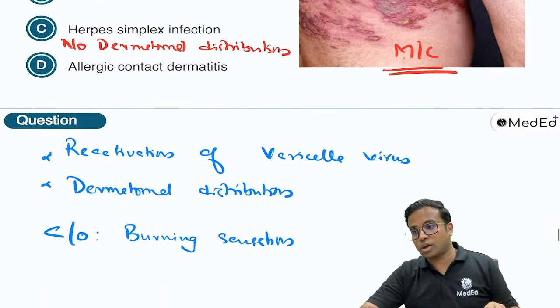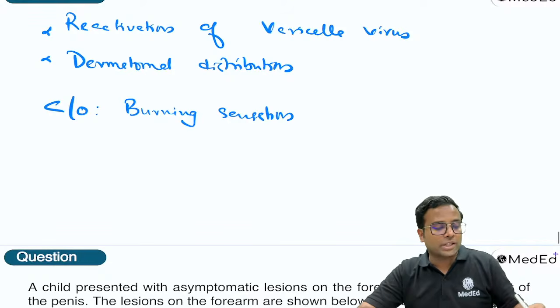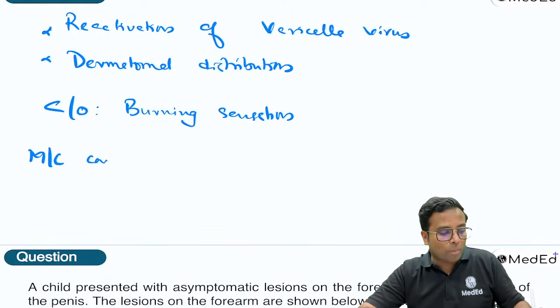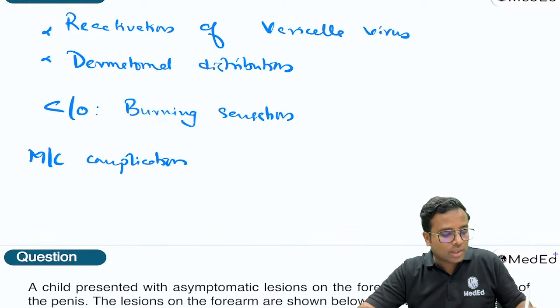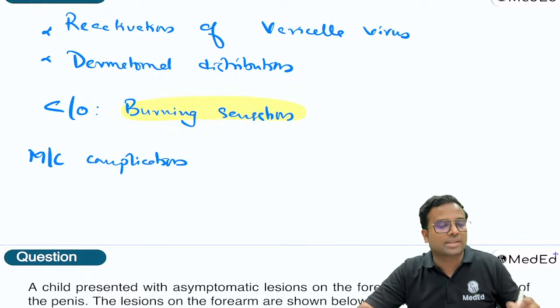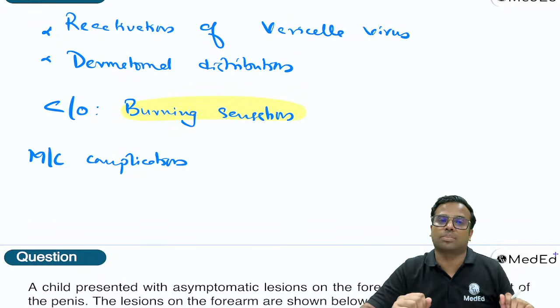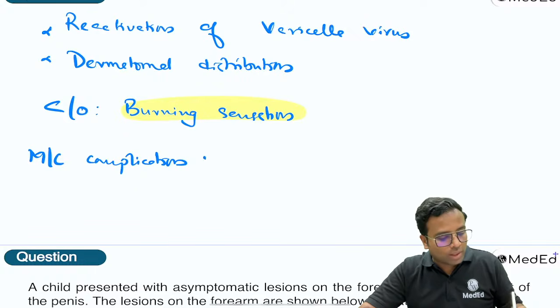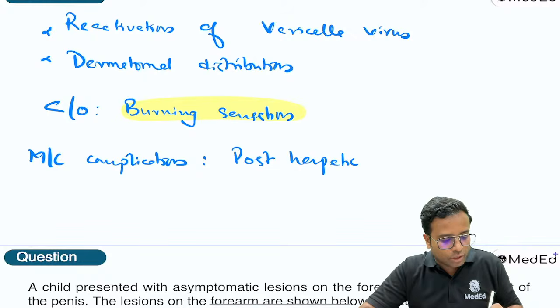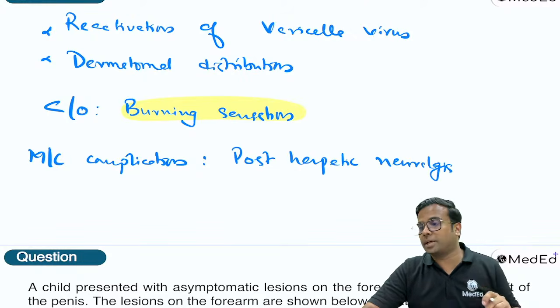And yes, as you have rightly mentioned, in these patients the most common complication is the persistence of this burning sensation even after the lesions have disappeared. This most common complication is called post herpetic neuralgia. It's called post herpetic neuralgia.